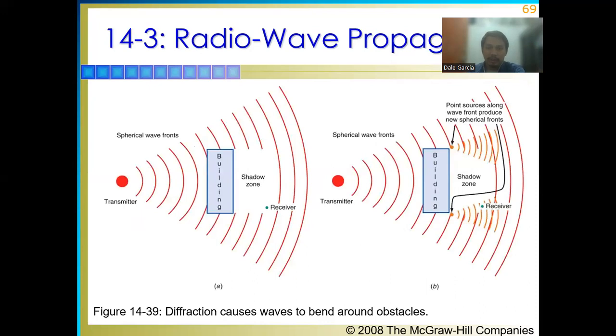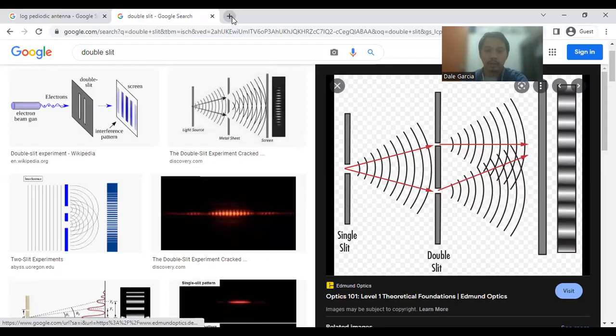So here we have a transmitter and a building. The building, of course, has a sharp corner in the northeast and another in the southeast. When electromagnetic waves hit these corners, they become new point sources. Point sources along wave fronts will produce new spherical fronts. Like one on YouTube, which is better: a video.